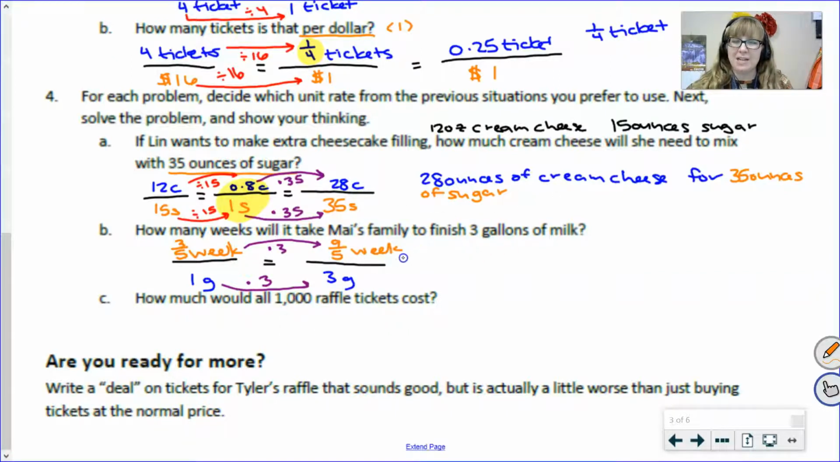So again, that's kind of a weird number. We'll go ahead and decimal that one as well. That is going to be 1 and 8/10 of a week for every 3 gallons of milk. So let's write that down quantitatively. 1.8 weeks to finish 3 gallons of milk.